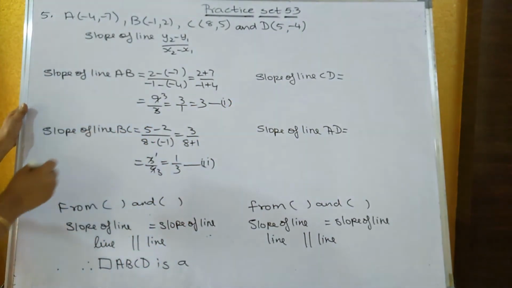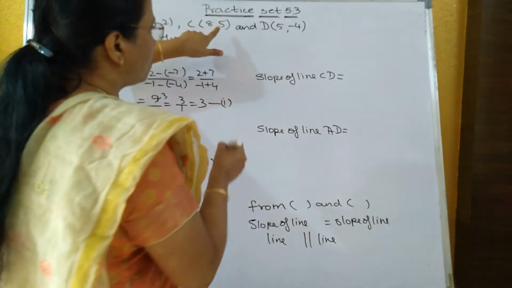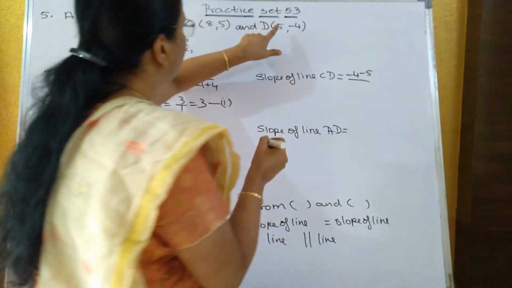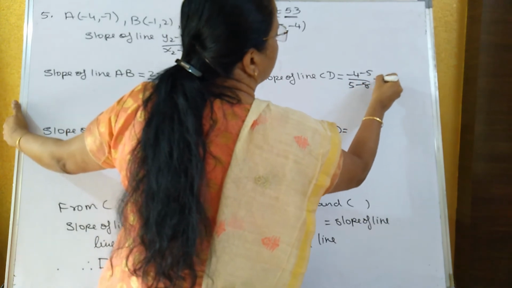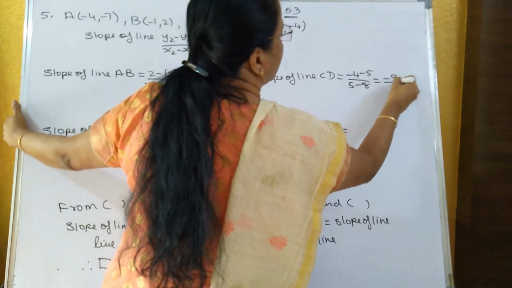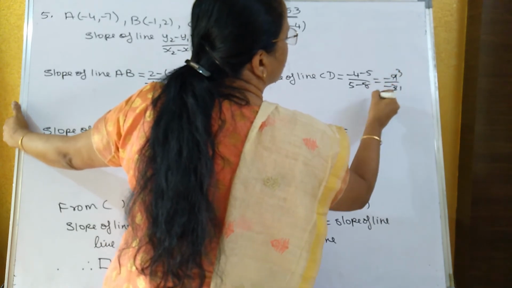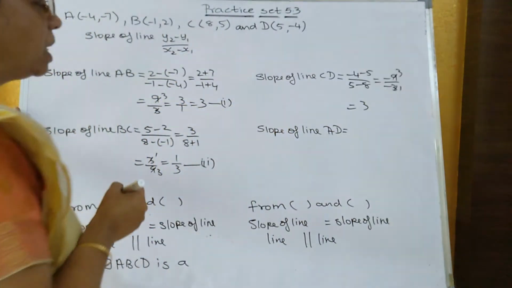Now we will find out the slope of line CD, that is (-4 minus 5) upon (5 minus 8). That's equal to -9 upon -3. It goes in 3's table. So that is equal to 3. The minus sign will get eliminated.